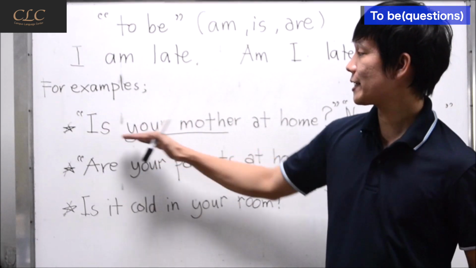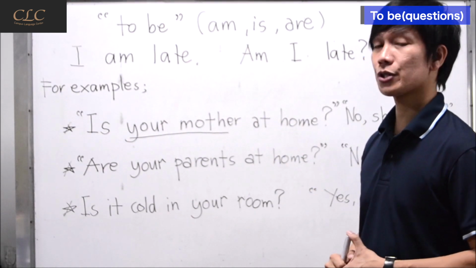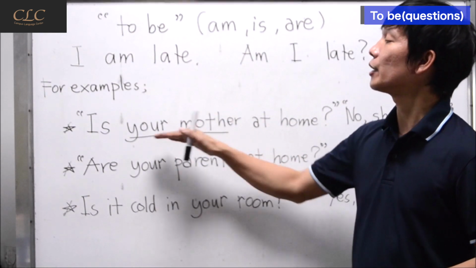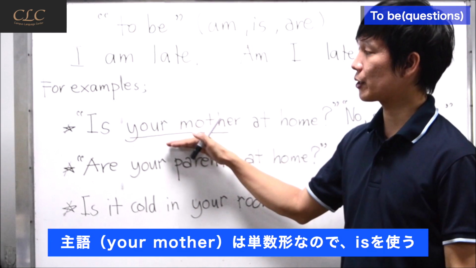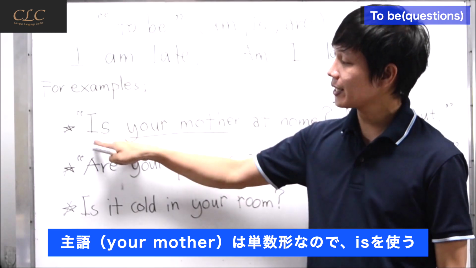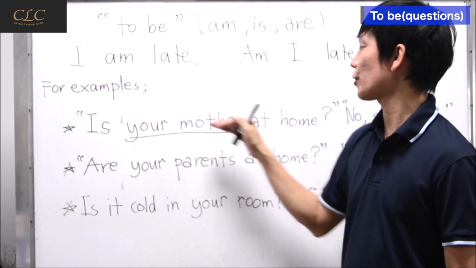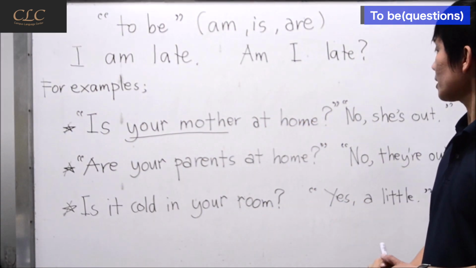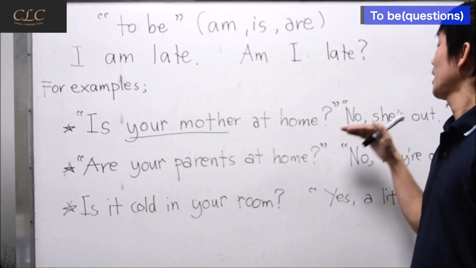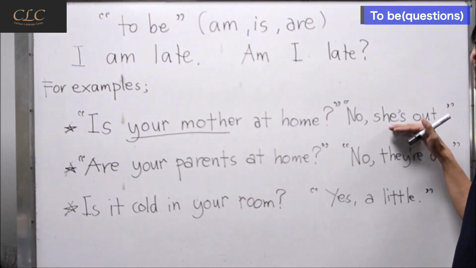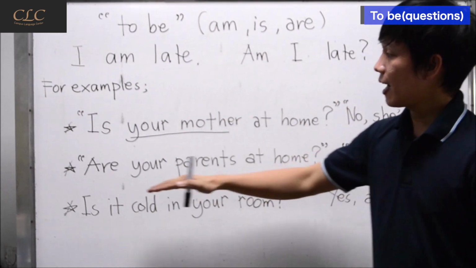So guys, we have here more examples. Is your mother at home? What is the subject of this question? The subject is your mother. Your mother is only one, so it's singular. So we have to use is. Not am, not are, but is. Is your mother at home? This is a question, so how do you answer that? You should say, no, she's out.